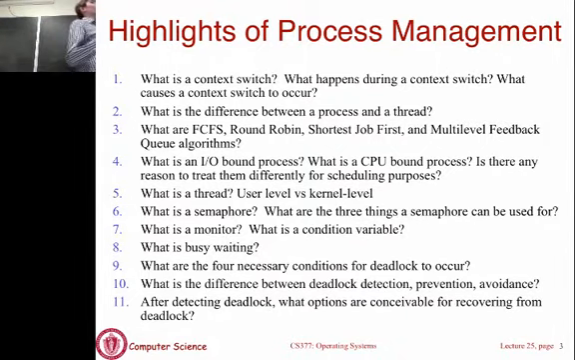We talked about the difference between processes and threads. Same idea, both essentially competing for execution on the CPU, but with threads we're typically sharing the heap and code segment of a program. Processes were not sharing any memory. We talked about user level versus kernel level threads, two approaches to doing threading.